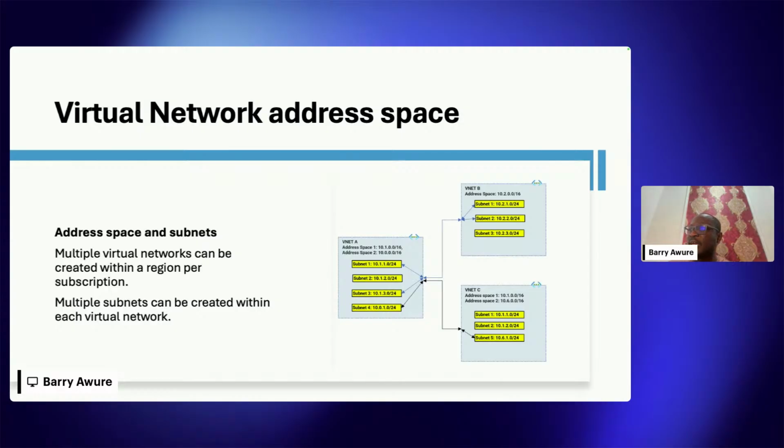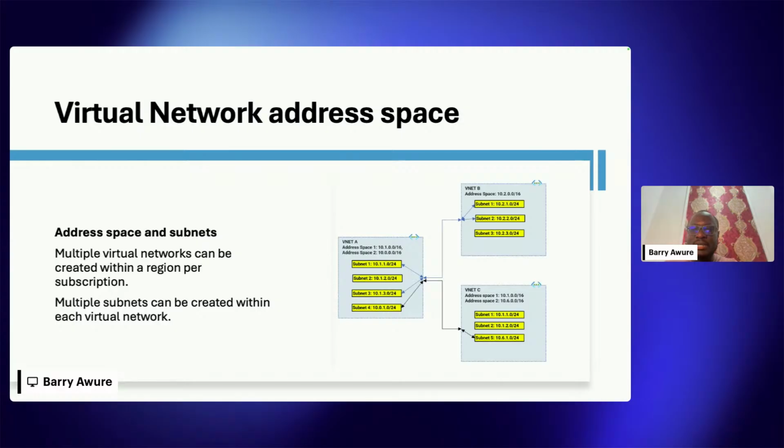Now, IP addresses and subnets. So you can have multiple virtual networks created within a region and within a certain Azure subscription, right? You can have as many virtual networks as you want, all within a region. And subnets can be created within that same virtual network, as many subnets as you can. Now, we are talking about the network, and then we're also talking about the subnets, right? So what is the difference between the network and the subnets?